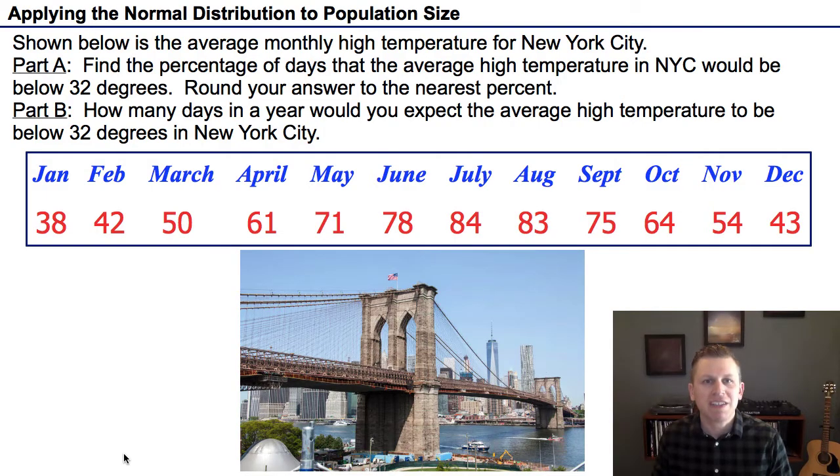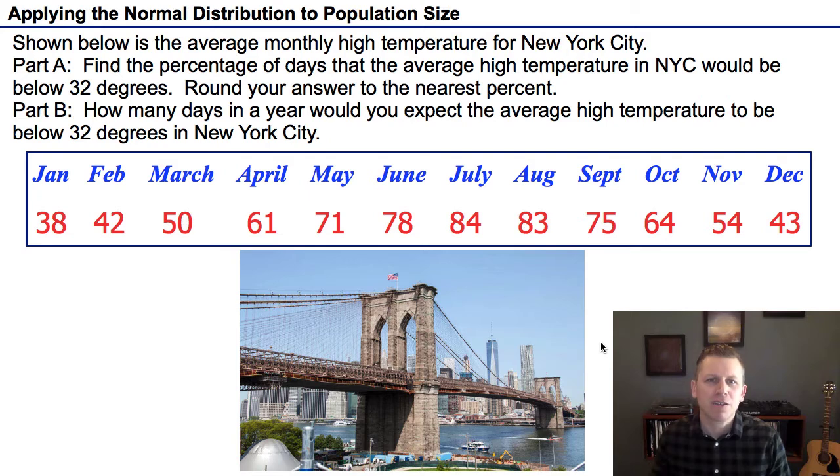We had talked previously about the high temperature in New York City, and we're going to expand on that knowledge today in a two-part question. Shown below is the average monthly high temperature for New York City, meaning in April the average high temperature is about 61 degrees, while in July the average high temperature is about 84 degrees.